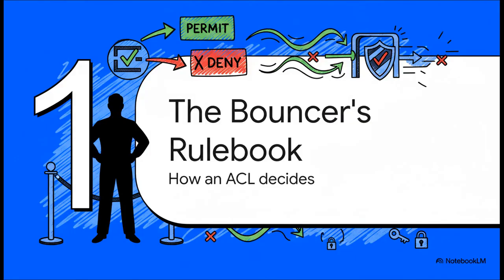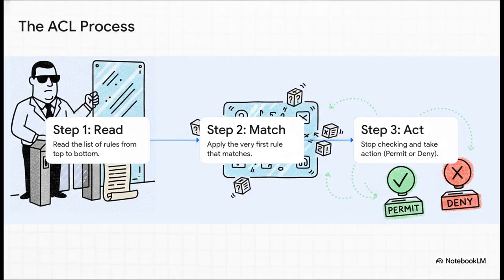Okay, so we have this digital bouncer, but how does it actually read its rule book? How does it make those split-second decisions? Well, it turns out the logic is really simple. It's sequential, and man, is it strict. It's basically a three-step dance. First, the router starts reading the list of rules from the very top. Second, the instant, and I mean the very second, it finds a rule that matches the data packet, it stops. That's the key right there. It doesn't bother looking at any other rules. It just stops, takes action, either permit or deny, and boom, it's on to the next packet.